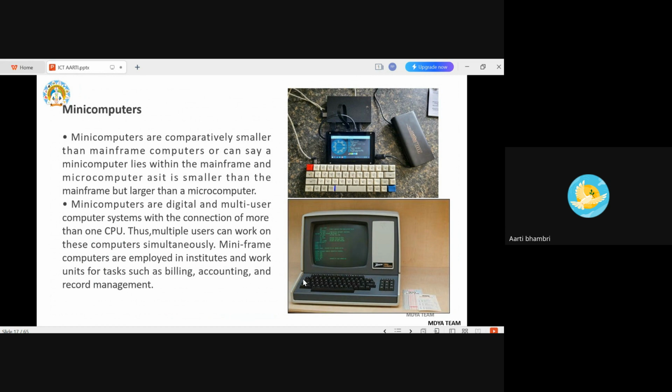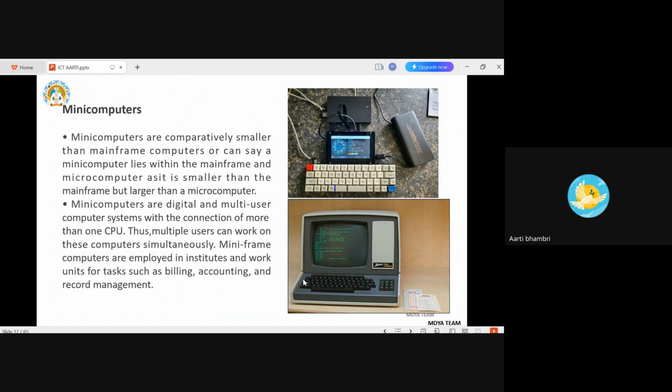So we can take the difference between microcomputers and mini computers. There is only one CPU in microcomputers, but in mini computers we can attach more than one CPU. On a personal computer, only one person can use it, but on mini computers multiple users can work. Mini computers are employed in institutes and work units for tasks such as billing, accounting and record management.